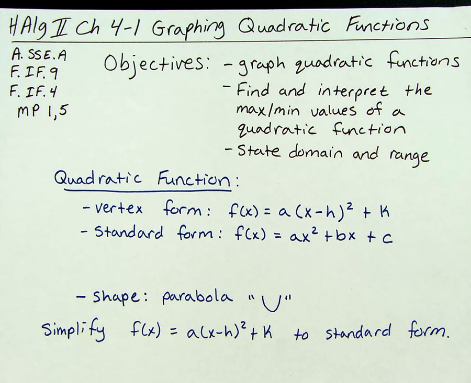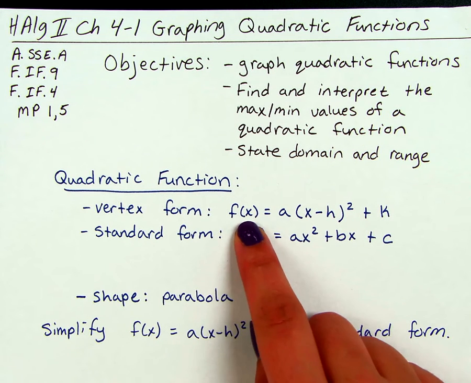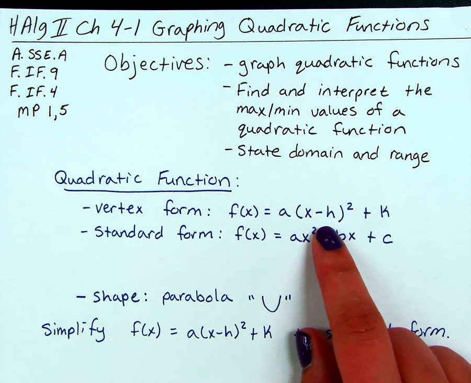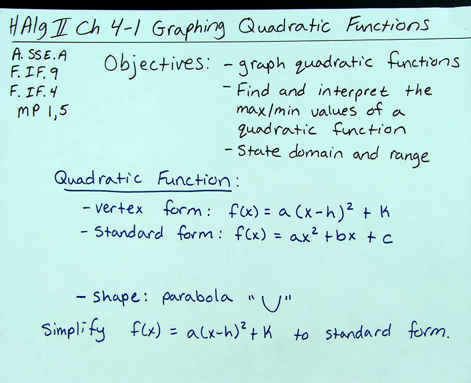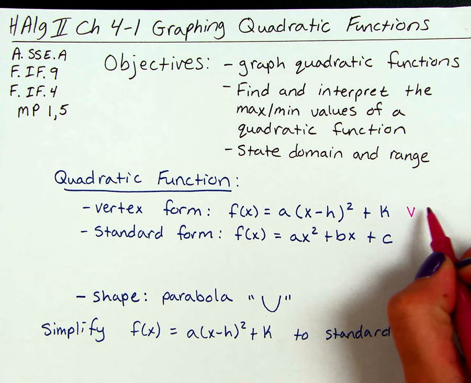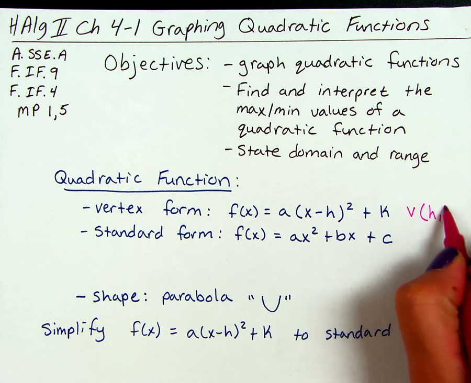So to start with, we're going to talk about the different forms that our quadratic function can be in. The first form we should be familiar with is called the vertex form. In our function notation, we would have f of x equals a times a quantity of x minus h squared plus k. And we call it vertex form because we can easily identify the vertex when it's in this form. So remember, the vertex is the opposite of h and then our k value.